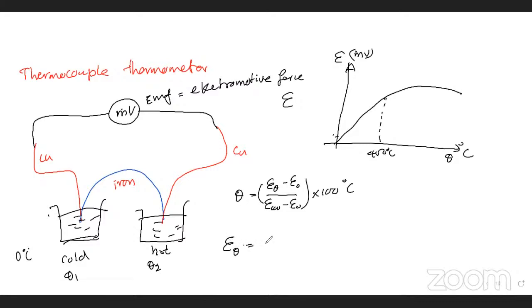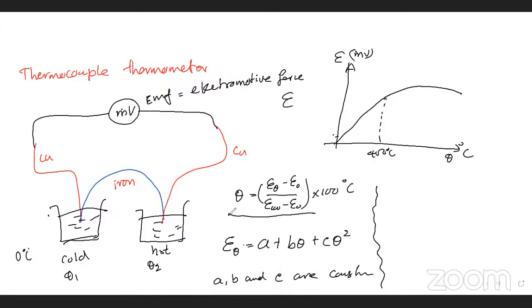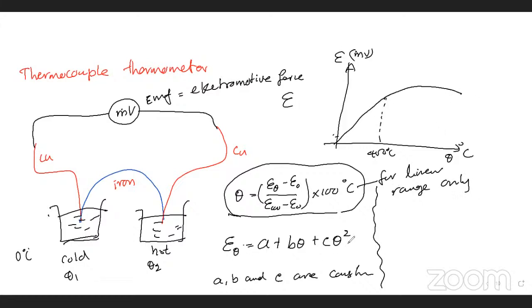That equals A plus B theta plus C theta square. So A, B, C are constants here. That's why the curve is given. So you can calibrate this also. The linear equation is for the linear range only, right? But for other regions, you can use this equation.